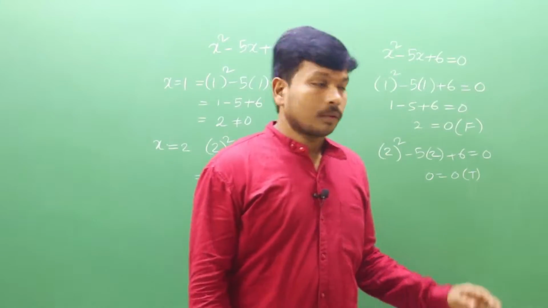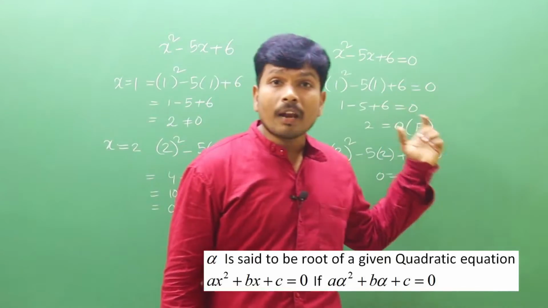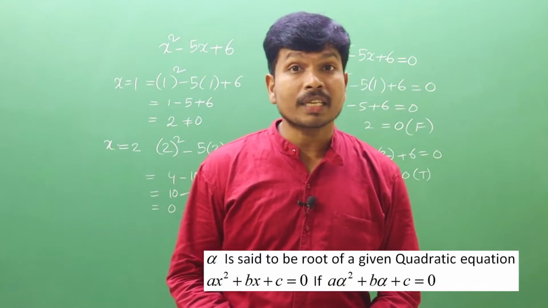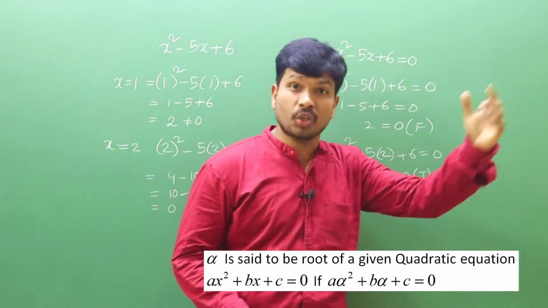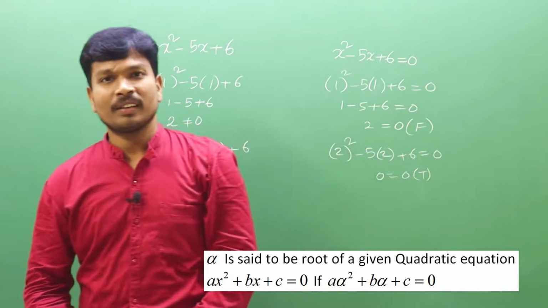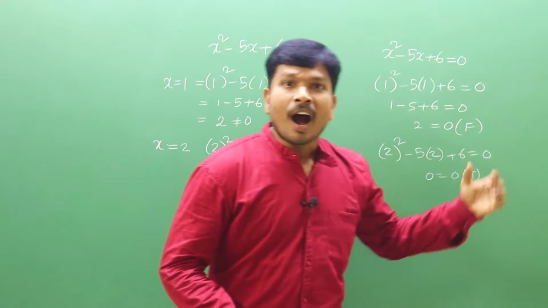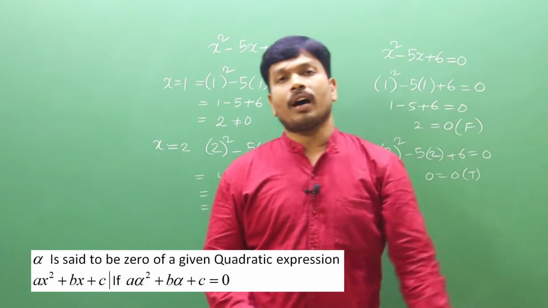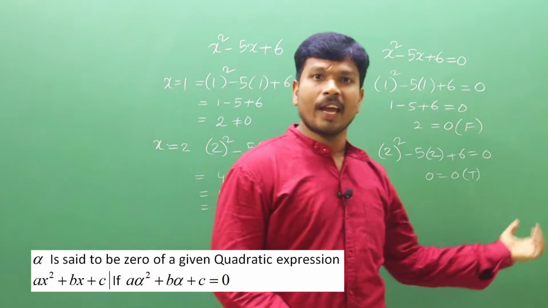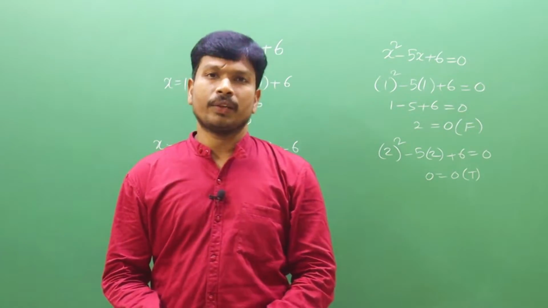Okay, from this we can create one definition: alpha is said to be a root of the given quadratic equation ax square plus bx plus c equal to 0 if a alpha square plus b alpha plus c equal to 0. Can we say the same for an expression? Alpha is said to be a zero of the quadratic expression ax square plus bx plus c if a alpha square plus b alpha plus c equal to 0. These are the two definitions we can use.